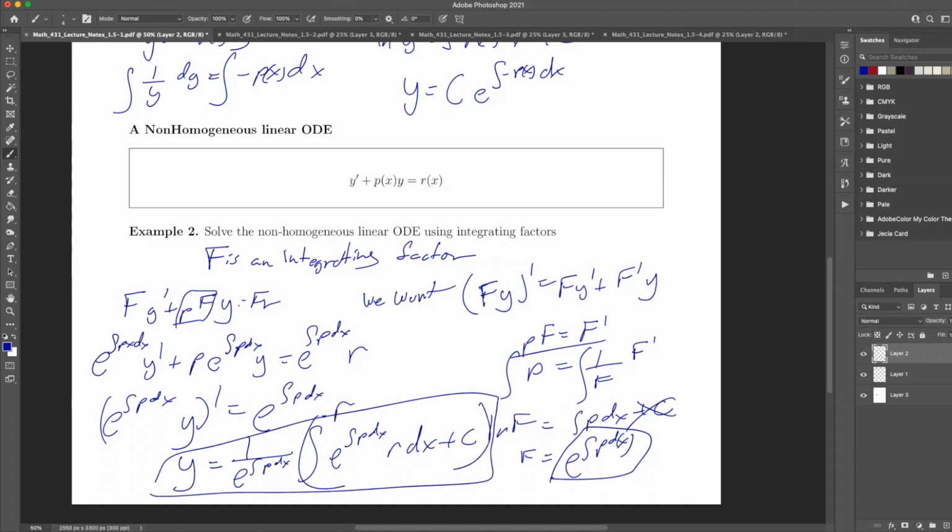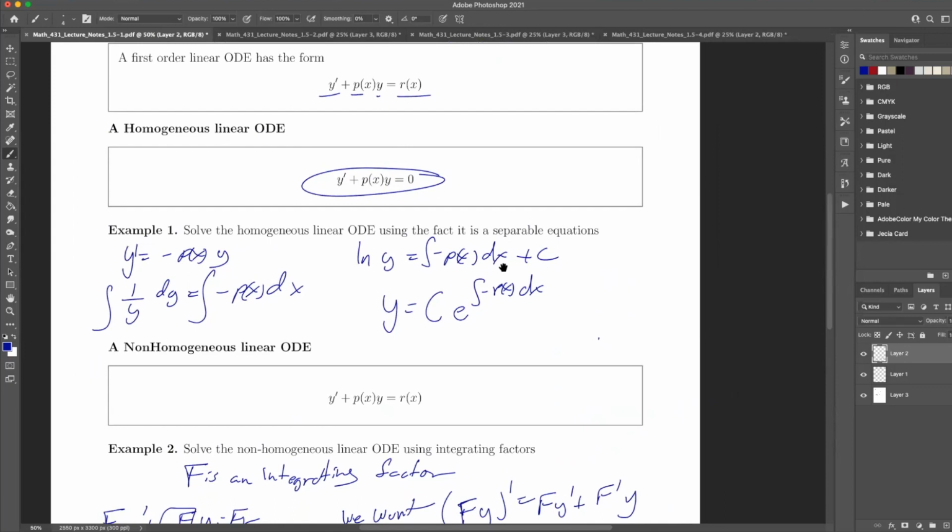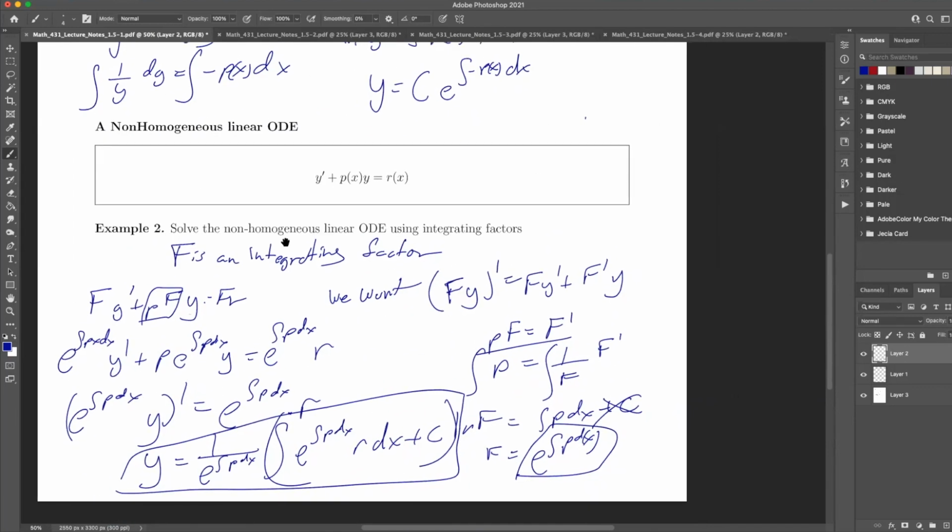I typed this all up on the next page. Oh, good. So here, if it's linear and homogeneous, we can solve it by separating the equation. If it's non-homogeneous, we can use this method to solve it. Is this always going to be the same no matter what it is? Yes. Since it's always the same, let me leave that up for a second for you to copy. I'll show you what it turns into.